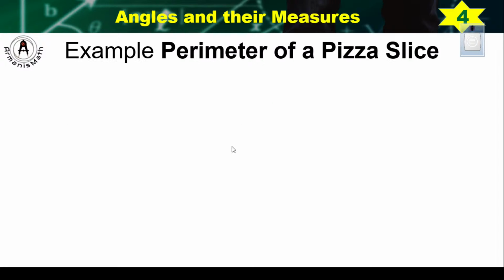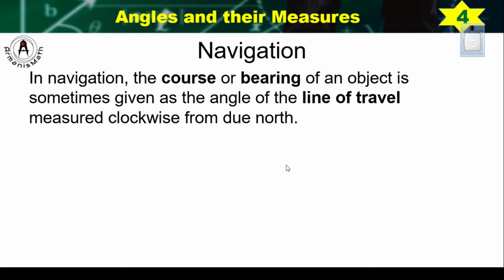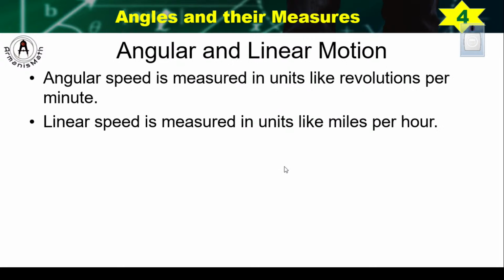Arc length obviously is used in, like, the perimeter of a pizza, if you're interested in that. In navigation, the course or bearing of an object is sometimes given as the angle of the line of travel measured clockwise from due north. There's a couple things about measuring here. Angular and linear motion.